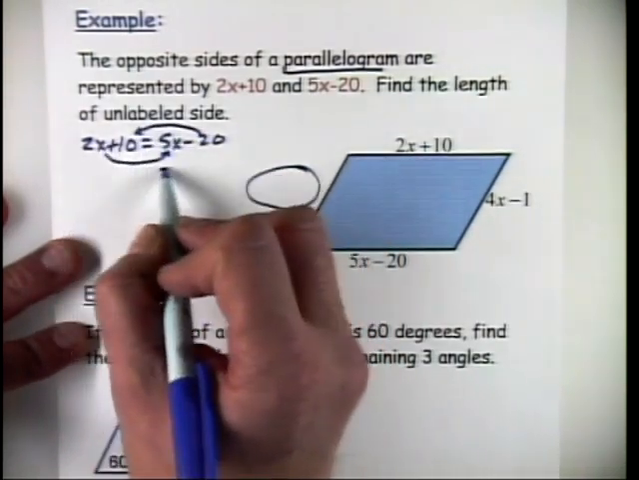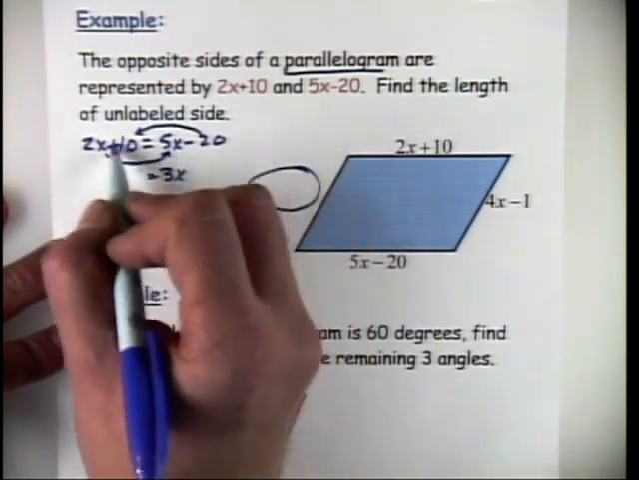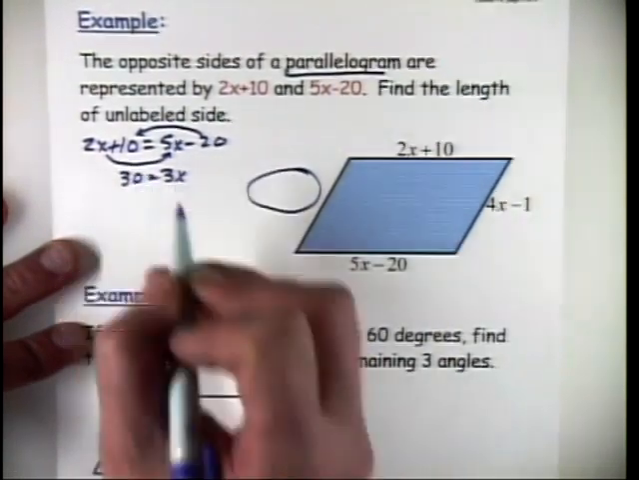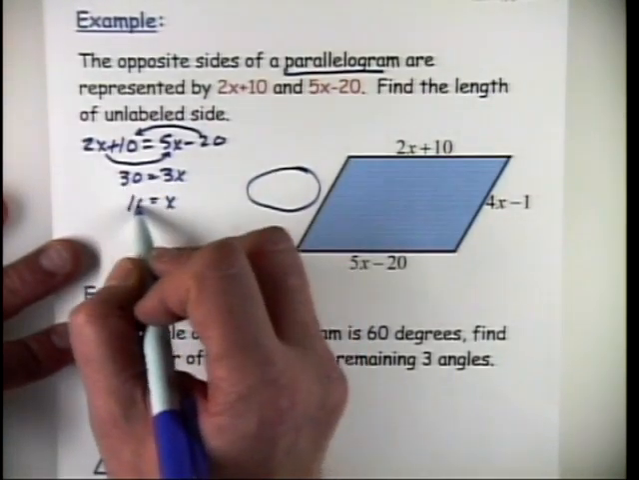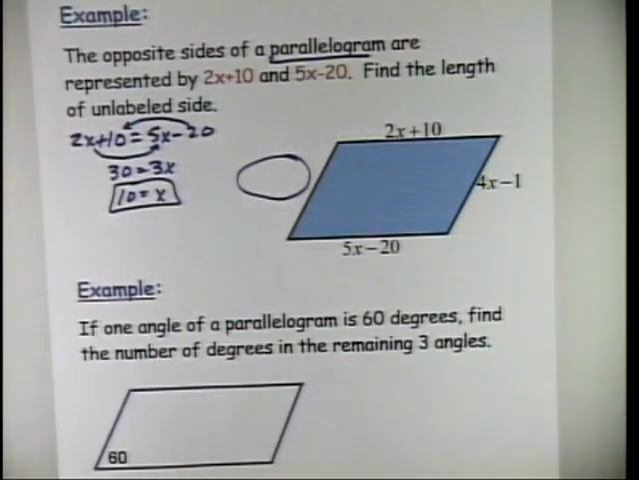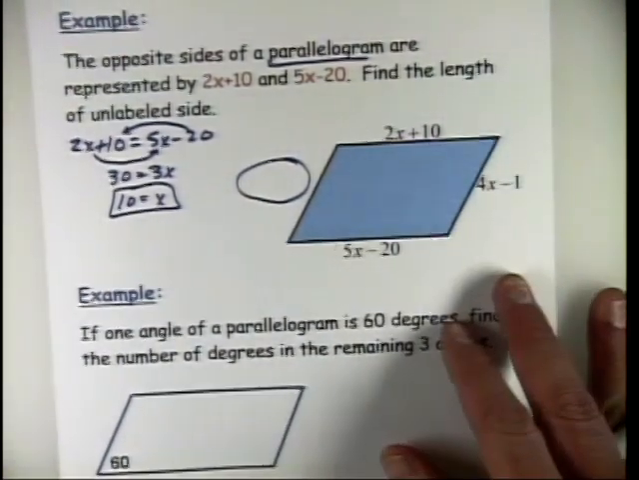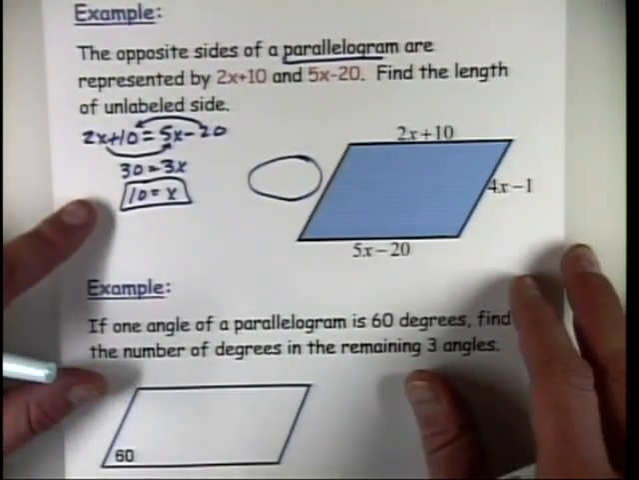So 5x minus 2x gives me 3x. Adding 20 to both sides, 20 plus 10 is 30. Dividing both sides by 3, I get x equals 30 divided by 3, which is 10. So now that I know that x is 10, I can't just box it up and go to the next problem, because remember, it's always important to answer the question.